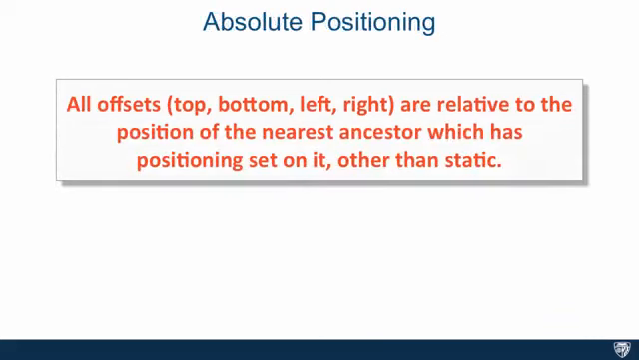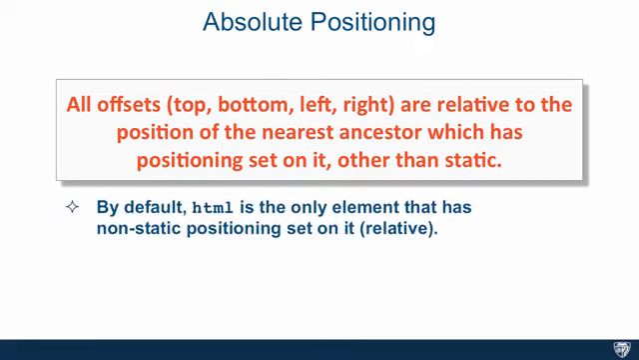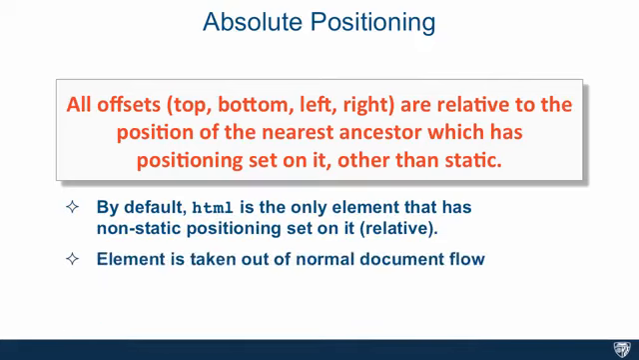Now, the idea of absolute positioning is that all offsets, top, bottom, left, right, are all relative to the position of the nearest ancestor which has positioning set on it other than static. In other words, some parent, grandparent, or on and on ancestor has to have its positioning set other than static, and then the absolute positioning will actually start working. By default, the HTML element is the only element that has non-static positioning set on it, and it's actually set to relative. Unlike relative positioning, the element is taken out of its normal document flow if its positioning is set to absolute.